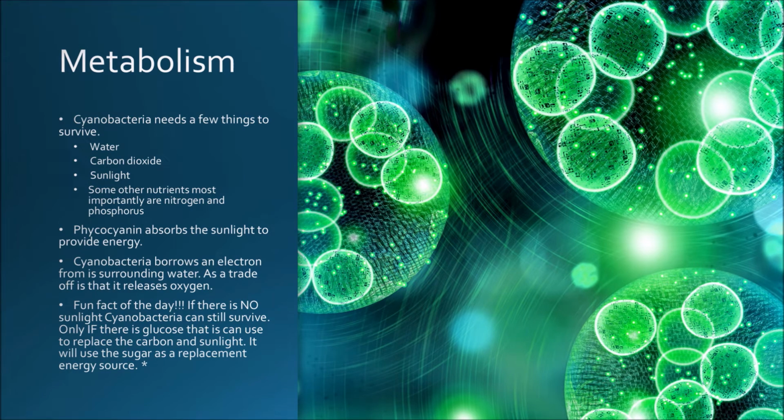It needs a few things to survive: water, carbon dioxide, sunlight, and other nutrients. Most importantly, nitrogen and phosphorus of those other nutrients. It does tend to borrow electrons from whatever water it's around, and it kind of disperses everything and releases oxygen into the atmosphere. But a fun little fact, if the cyanobacteria does not have sunlight or carbon dioxide, it can still survive if and only if there is enough glucose somewhere for it to absorb or feast off of, then it can survive without having any sunlight around.